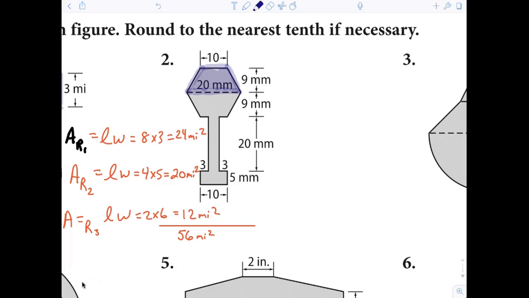Trapezoid. All right. Now we have a formula for area of a trapezoid. Not many people know the formula for area of a trapezoid. Anybody have any idea? Tell us. Everybody Google area of a trapezoid. I want to see if you can do that. Area of a trapezoid. Let's go.